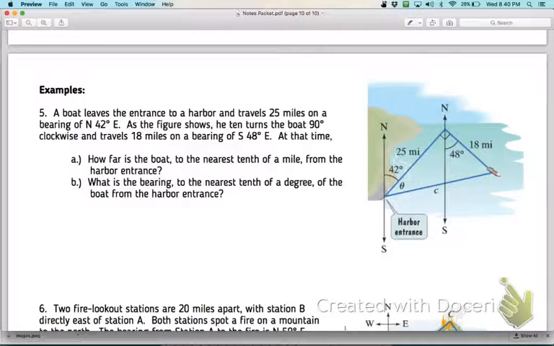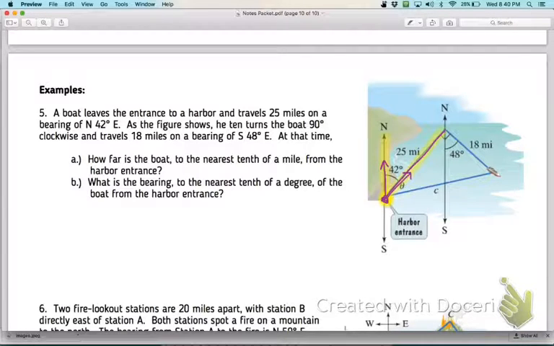So example 5 says, a boat leaves the entrance to a harbor and travels 25 miles on a bearing of north 42 degrees east. And you can see they've illustrated that bearing right here. So the harbor entrance is this point right here. And then we're going towards the north and 40 degrees to the east. So that's going to be heading that way. And they tell us that they go 25 miles. So that's how we get the length of this side here to be 25 miles.